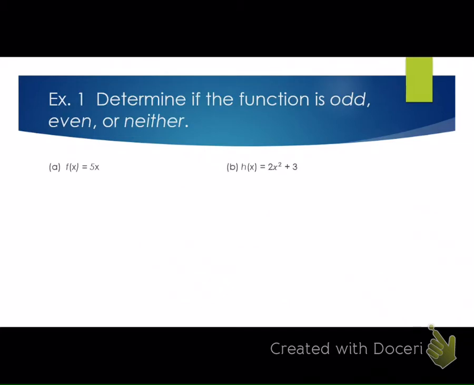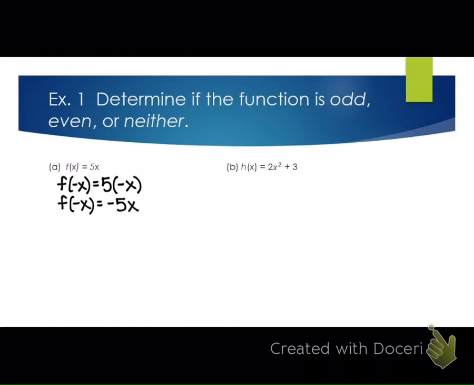Example number 1, determine if the function is odd, even, or neither. Now, I kept the first one really simple. So we have f of negative x, because that's what we're about to go do. We're about to go into the function, and everywhere we see an x, we're going to plug a negative x. So it equals 5, and we're going to plug that negative x in parentheses. Now, let's simplify this problem. What are we doing with 5 and negative x? We're multiplying them. So f of negative x equals, what is 5 times negative x?